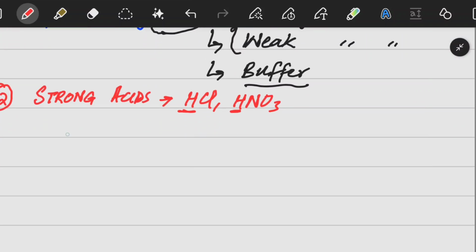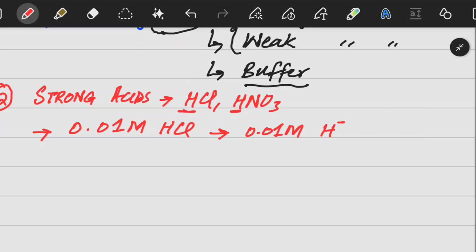For example, we have a solution of 0.01 molar HCl. You will find it all the time in different labs, with different molarities of HCl. So a 0.01 molar solution of HCl means that this solution has 0.01 molar hydrogen ions, because almost all the molecules of HCl are giving away the hydrogen ions. Cool. So now we have the concentration of hydrogen ions. The next step is really simple.